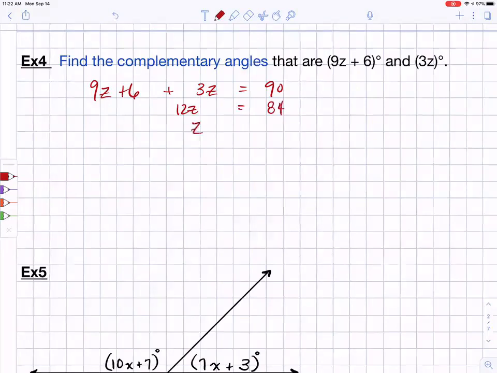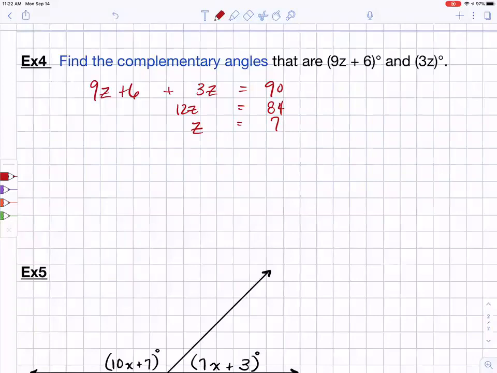So what does z equal? 7. You finished? Go back and read the directions. What does it say? Yeah, it says find the complementary angles. We haven't found any angles yet. All we did was find the value of z. So how am I going to find my angles? Yeah, plug and chug. Now, would you rather plug the 7 into the first angle or the second angle?